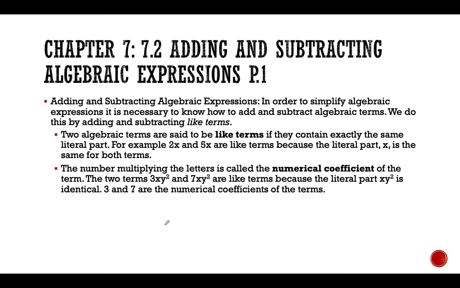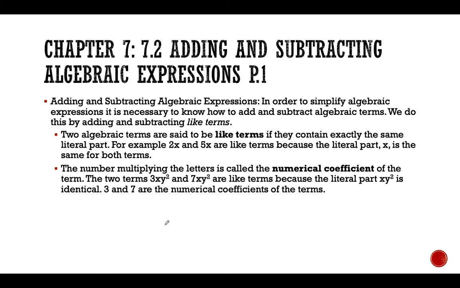Adding and subtracting algebraic expressions. To simplify algebraic expressions, it's necessary to know how to add and subtract the algebraic terms in the expressions. We do this by adding and subtracting like terms. Two algebraic terms are said to be like terms if they contain exactly the same literal or letter part. So 2x and 5x are like terms because the literal part, x, is the same for both terms.